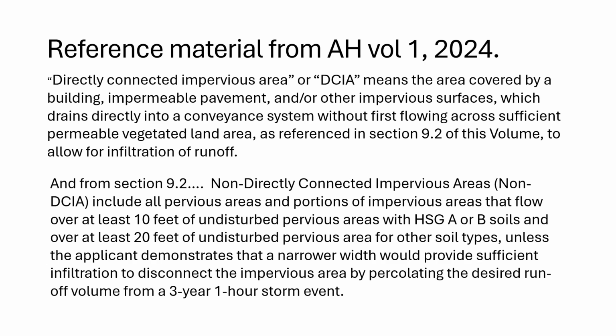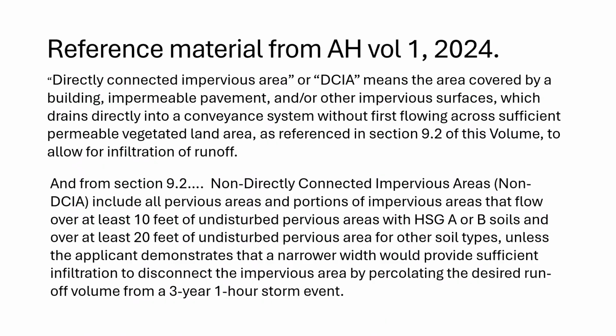When we can disconnect these impervious areas, it's beneficial because it significantly reduces the annual volume of runoff as well as the pollutant loading. So, how do we determine if an impervious area is considered disconnected? By definition, flow is disconnected if it travels as non-concentrated overland flow for a certain distance over pervious areas.